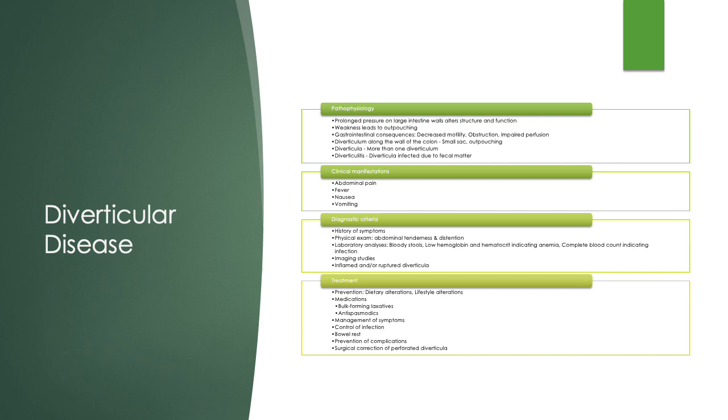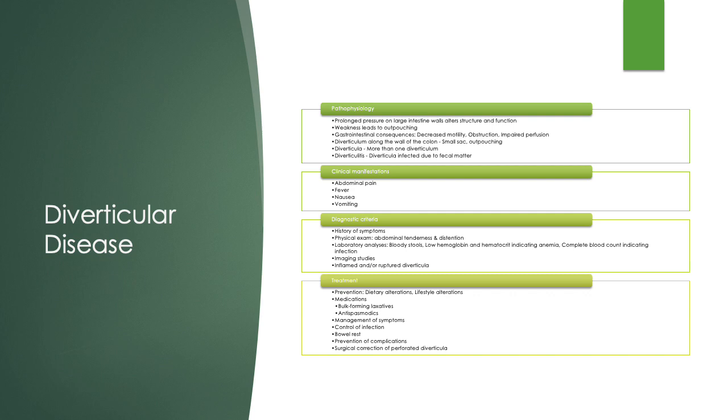As far as your diagnostics, you'll have a history and physical exam. Normally, you present also with abdominal tenderness and distension. They'll do a laboratory analysis. They may do a hemoccult blood stool. They'll look at your CBC to indicate if you have low hemoglobin and hematocrit, which ultimately indicates anemia, and they may even look at your white blood count to see if you have an infection. They'll do imaging studies of your GI tract more oftentimes than not, a CT abdomen with or without contrast, just to get a visualization of that diverticulum, and you may even see inflamed or ruptured diverticula.